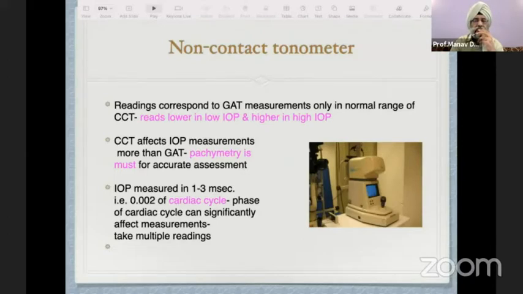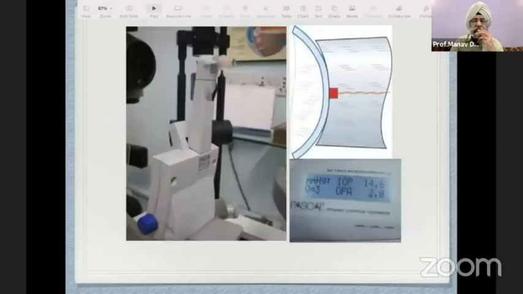And pachymetry, of course, is a must. The cardiac cycle is very important because it takes a measurement in 1 to 3 milliseconds, so the cardiac cycle can affect the reading significantly.